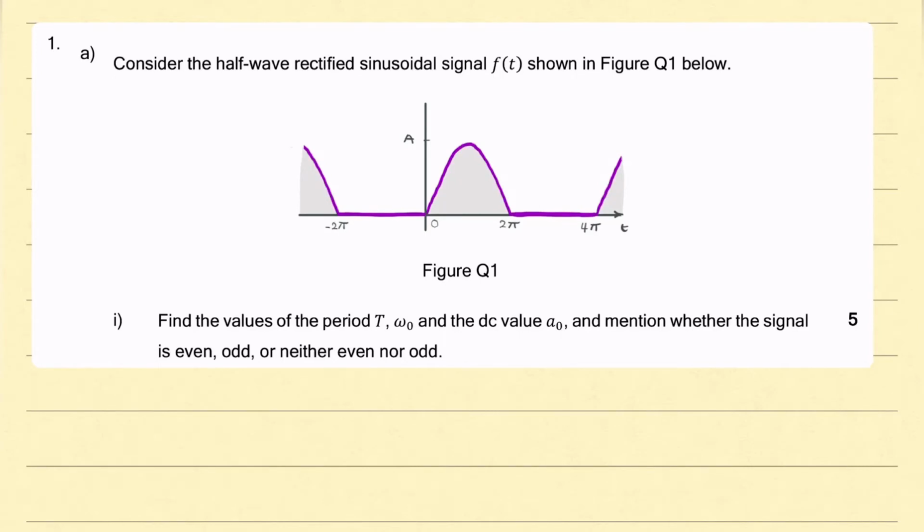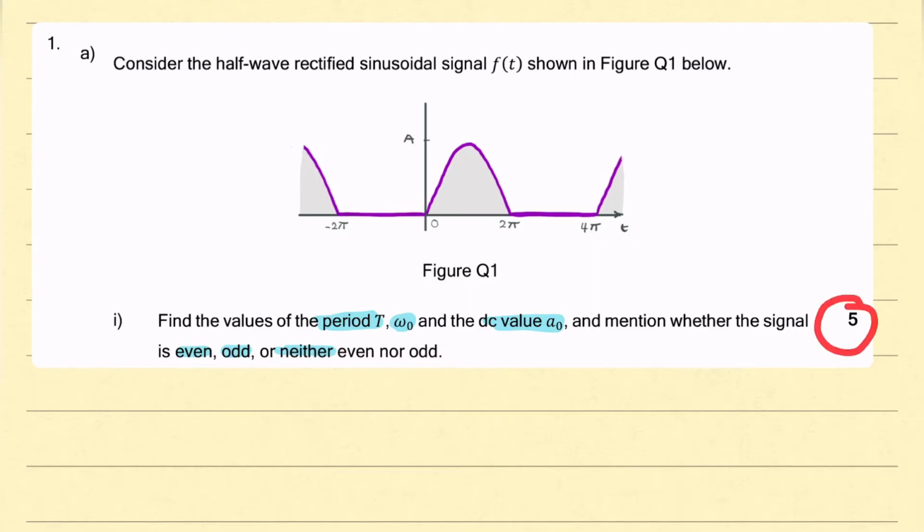Here we are given a half-wave rectified sine wave, f of t, so this is what the sine wave would have looked like before rectification. And after rectification, the negative half cycles have become 0. And the question is asking to find the period, the fundamental frequency, and the DC value A0. And it's asking to comment on whether the signal is even, odd, or neither.